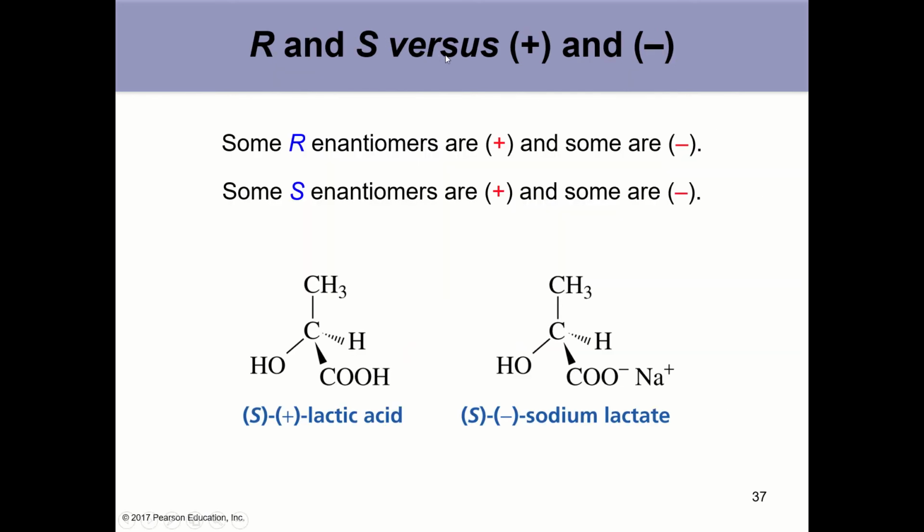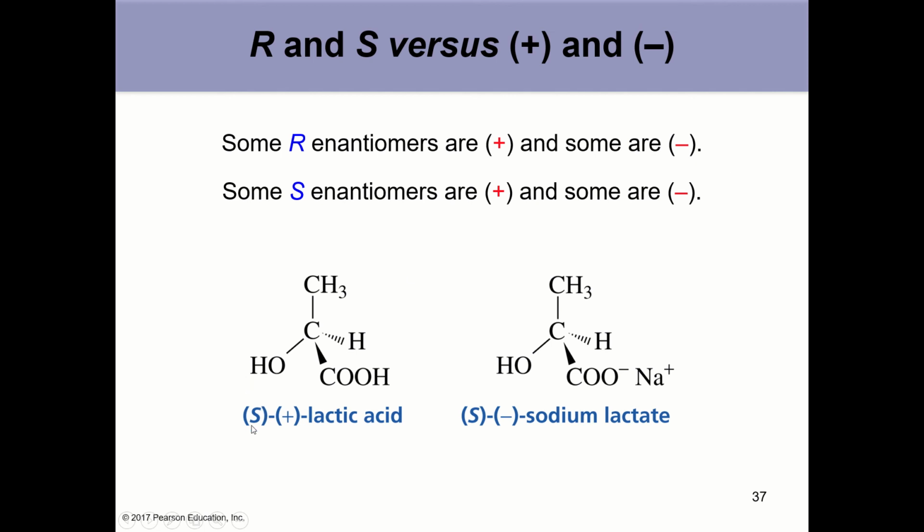R versus S, and R and S versus positive and minus. These two terms are completely unrelated. They are distinct designations, and some R enantiomers are positive and some R enantiomers are negative. Some S enantiomers are positive and some are negative. We cannot say which is which.